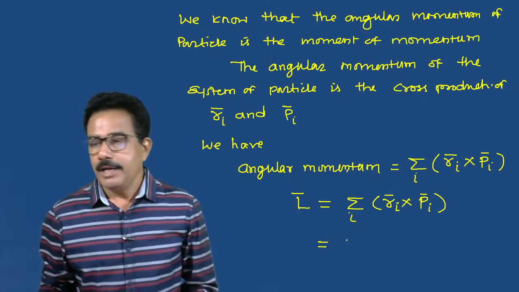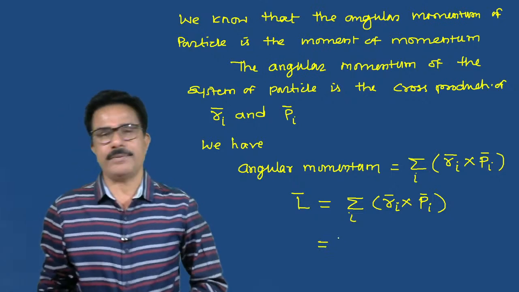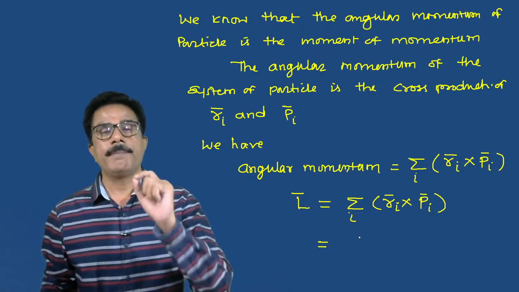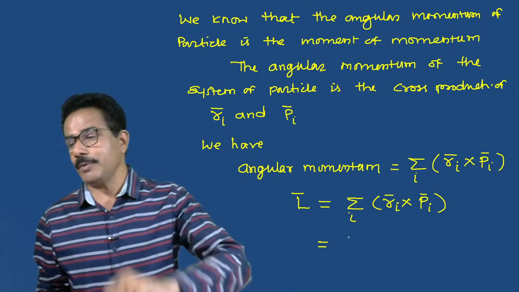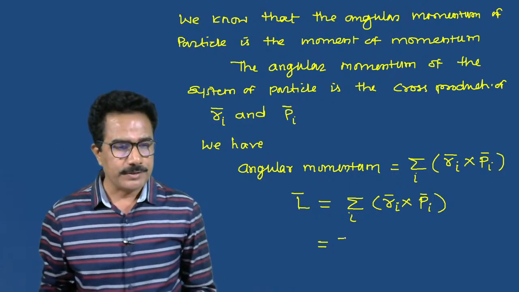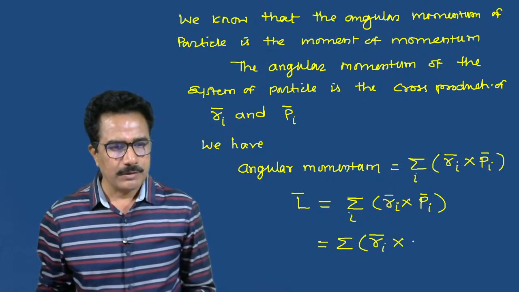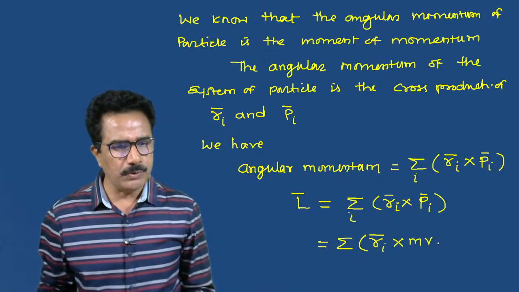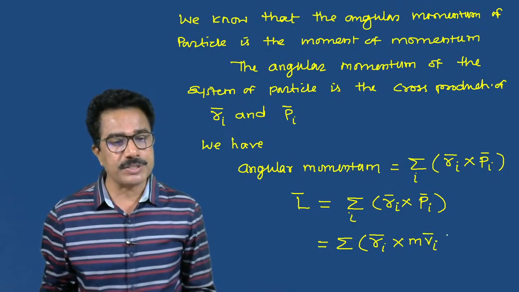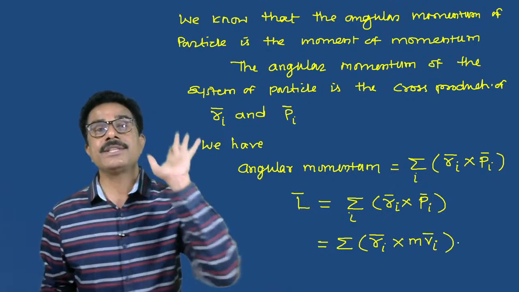So, students, I want everyone to answer. P bar means linear momentum. What is the formula for linear momentum? Summation over i of Ri bar cross m into Vi bar. Vi bar means the velocity of the ith particle.